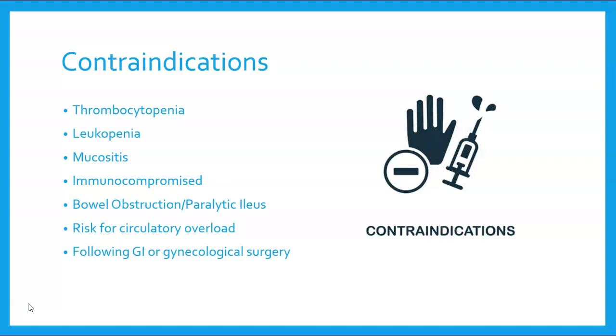If they are at risk for circulatory overload or fluid overload, we want to be very careful with the type of enema that we decide to use, and we'll discuss what those are. And then, of course, following GI or gynecological surgery, we don't want to risk breaking through any sutures or anything like that.